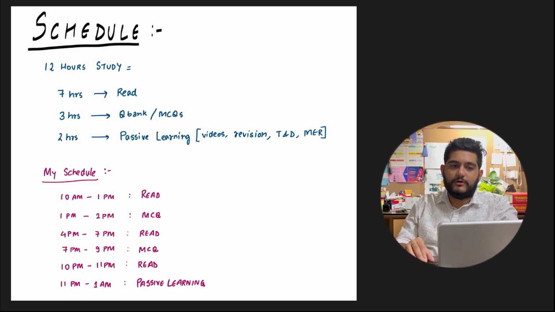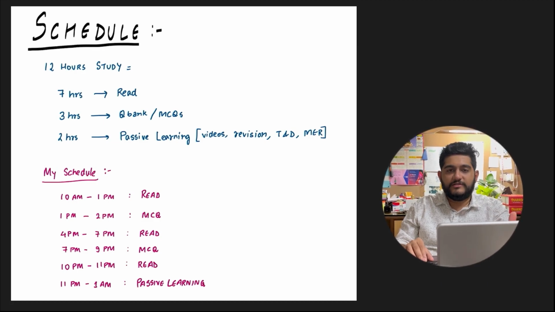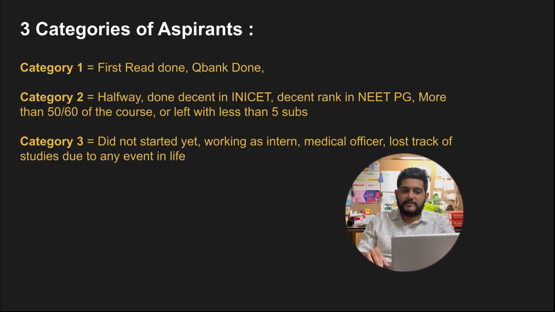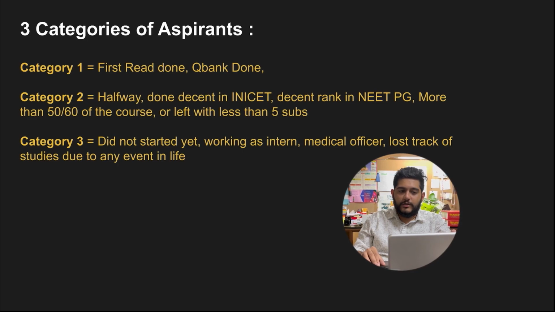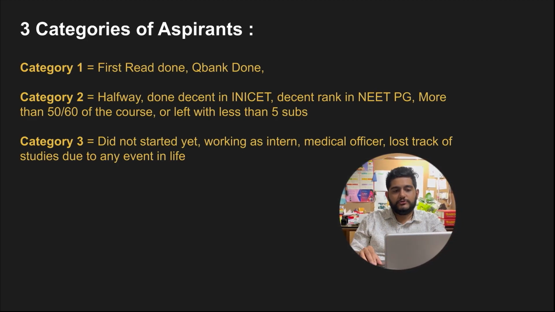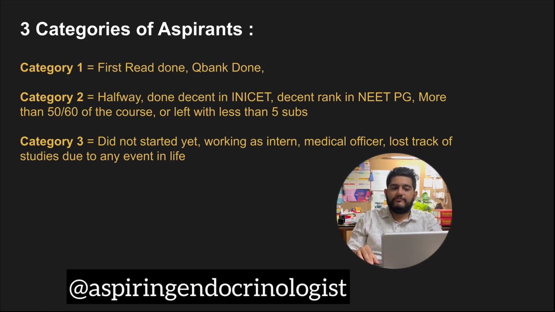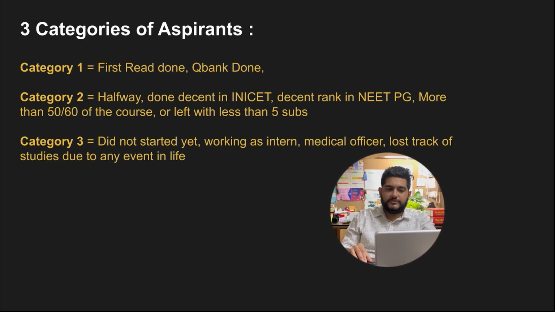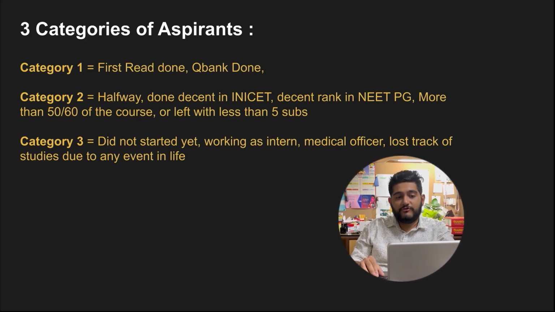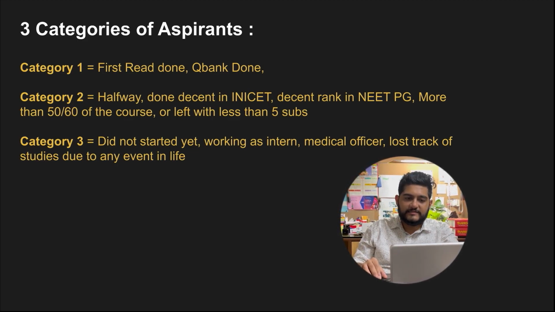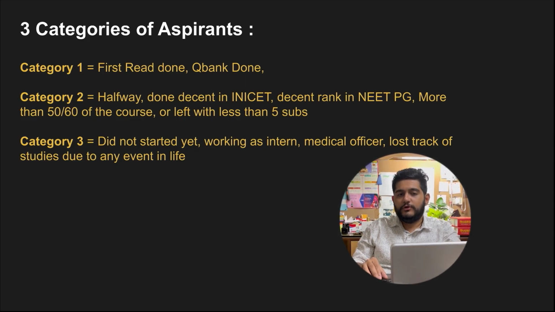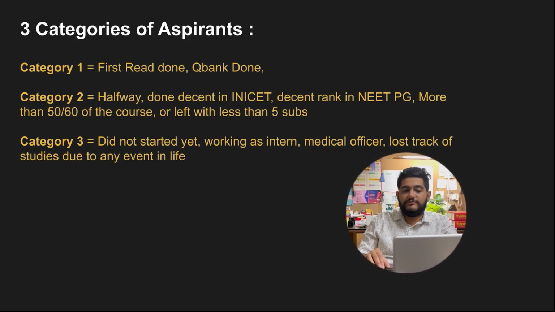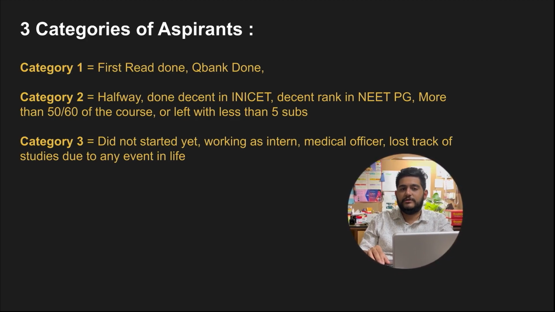Going forward, once you know the schedule of how you should divide your day into different chunks, first you should know where you stand in the phase of your preparation. For that, I have divided the aspirants into 3 categories. Category 1 people are those who have at least completed their first reading, have done their Q bank once, have done everything right till now, and are ready to go for a perfect revision. In category 2, I would put aspirants who are halfway through. They have done decently in the recently conducted INICET, or have a decent rank in NEET PG 2022, about 25,000 to 30,000, but couldn't get their dream branch. Aspirants who have done more than 50 to 60% of the course, or are left with less than 5 subjects, consider yourself in category 2.